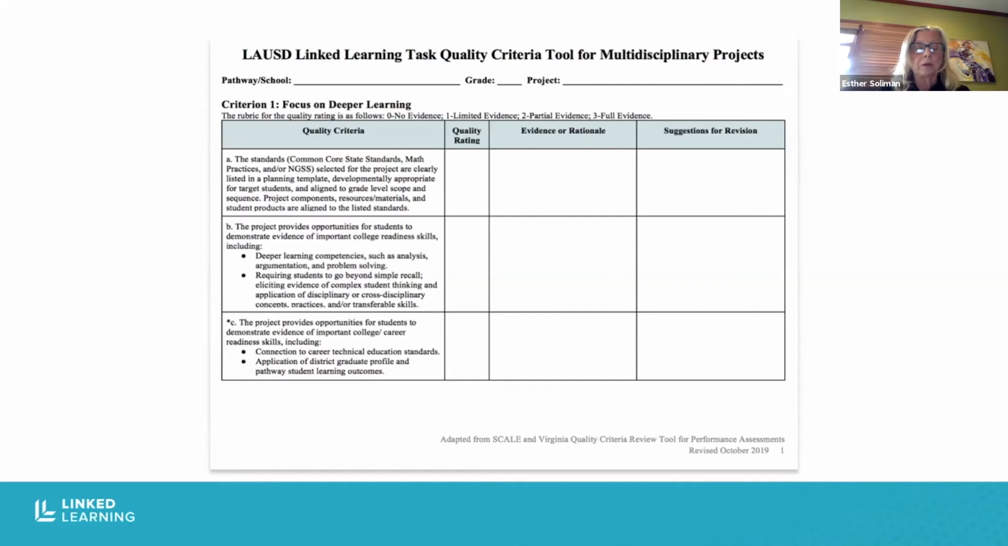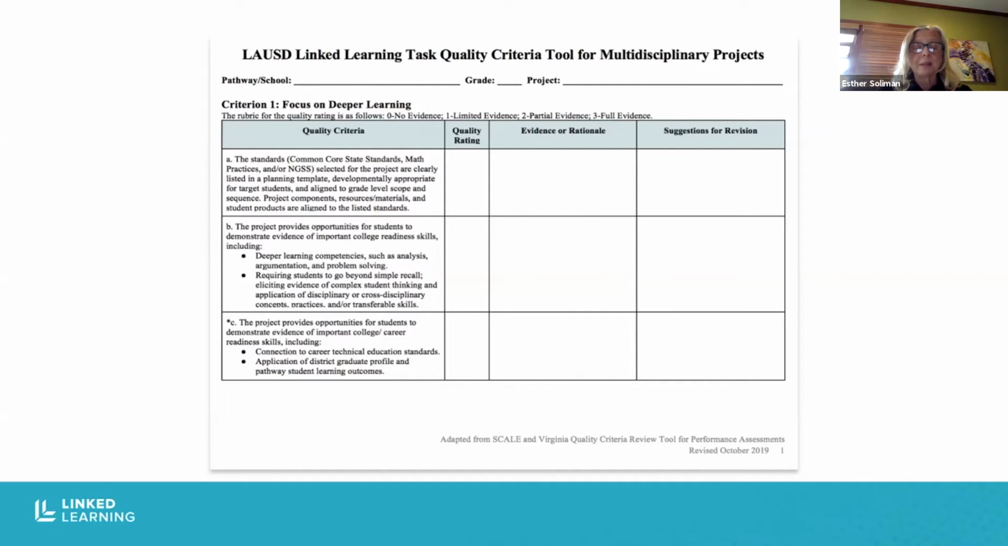For beginning pathways or those who have a particular area of focus for improvement, then I would suggest using that particular criterion. For example, the first criterion is about embedding deeper learning. And the guide lists what should be embedded in the PBL, such as standards, checking for math practices, or Next Generation Science Standards. Also, college-ready skills, making sure that you're including problem solving, argumentation, application, the higher order thinking skills, and also the district graduate profile. The guide also moves beyond the checklist to ask both for evidence of these rigorous and complex elements, and also to suggest revisions.